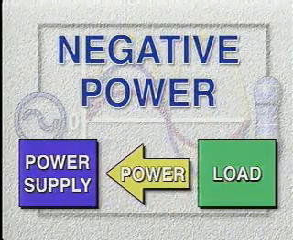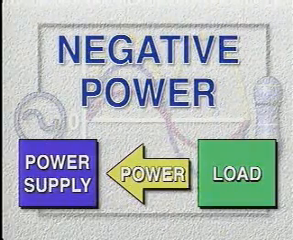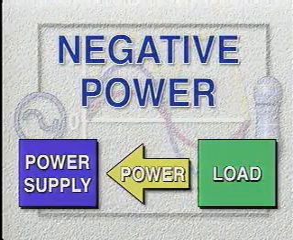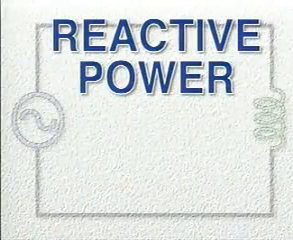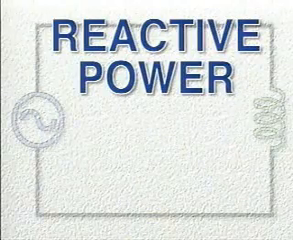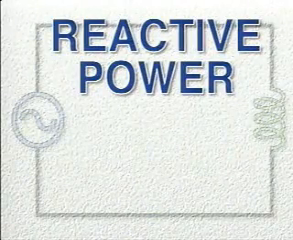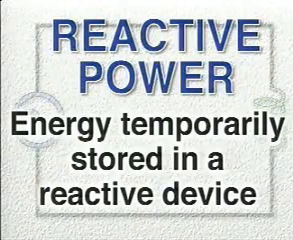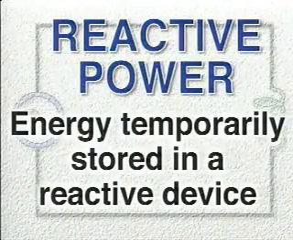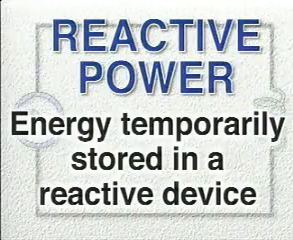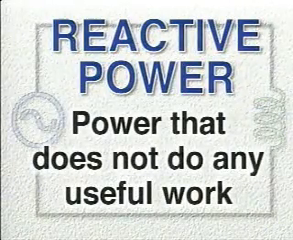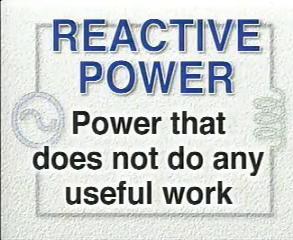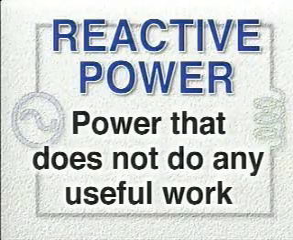We can better understand what this means by looking at a second type of AC power, reactive power. Reactive power is the type of power found in a purely inductive circuit or a purely capacitive circuit. It represents the amount of energy that is temporarily stored in a reactive device, such as an inductor or a capacitor. Reactive power is often defined as power that does not do any useful work.